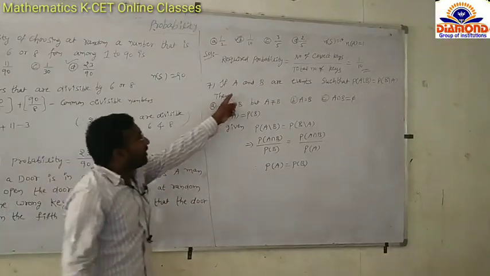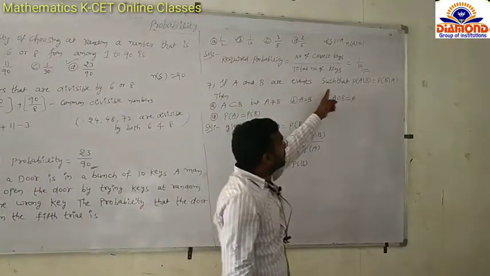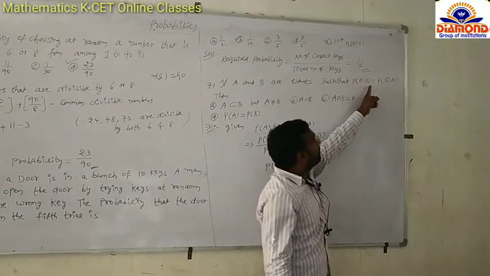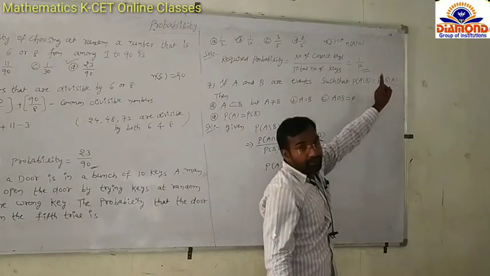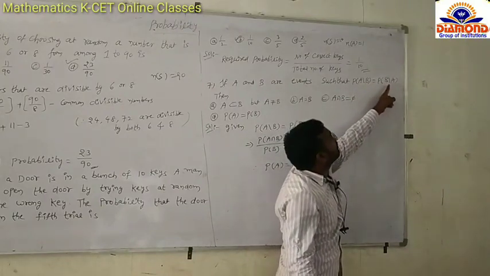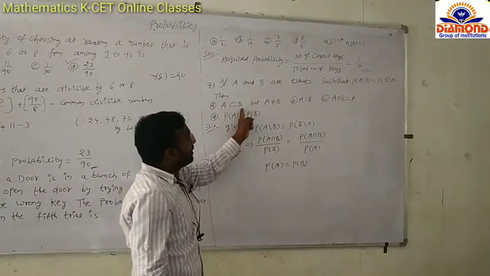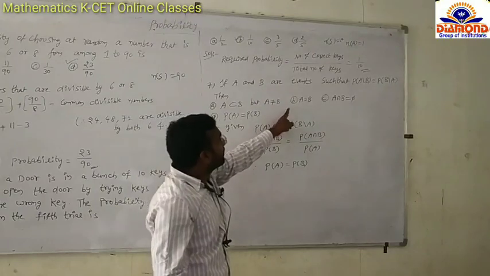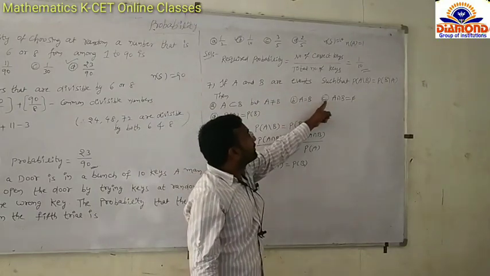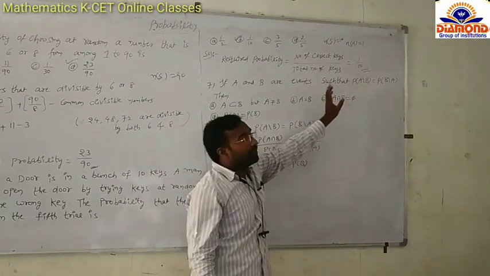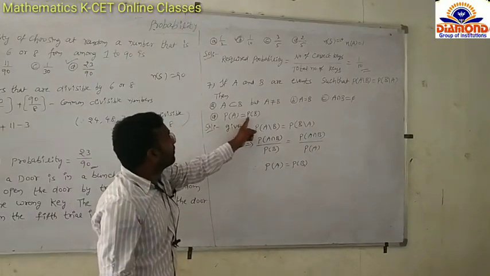Next problem. If A and B are events such that P of A given B equals P of B given A, then option A, A subset of B but A is not equal to B. Option B, A equals B. Option C, A intersection B equals phi. Option D, P of A equals P of B.